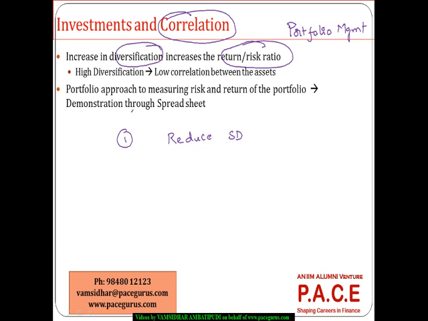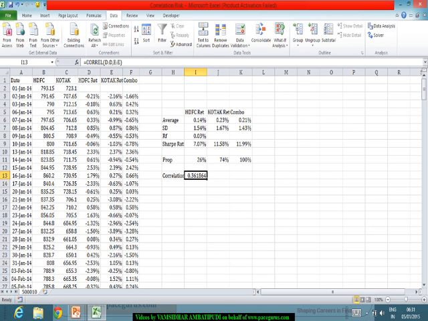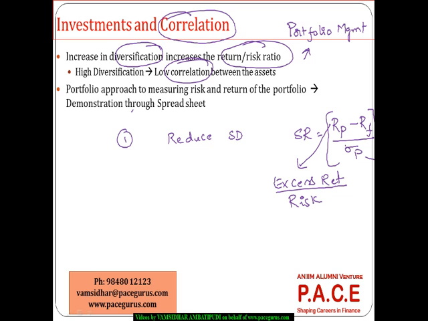Because Sharpe ratio is nothing but the return which came on the portfolio minus the risk-free rate of return, divided by the standard deviation of the portfolio return. Now the first part is the excess return over the risk-free rate of return, and the denominator is the risk part. So we are trying to increase the return to risk ratio by doing the diversification, and the diversification is coming because the correlation between the assets is much lower.